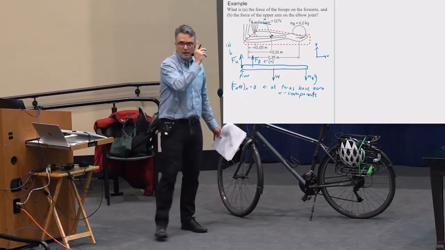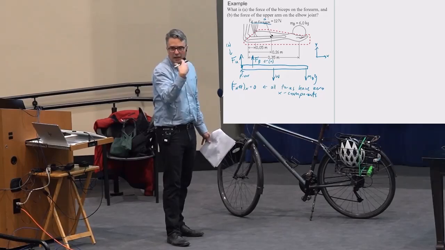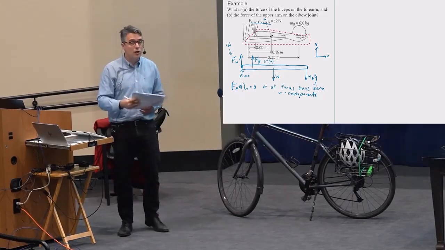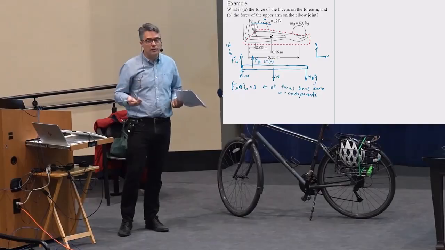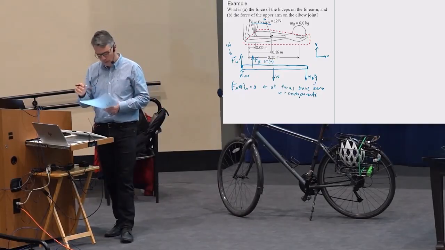But I'm not drawing the pivot force on a diagonal because it's not balancing any other x components. All the x components are 0, so I know it's either straight up or straight down. And I don't know which way, so I'm just going to draw it as up, and if I get a negative number, I'll know it's down.